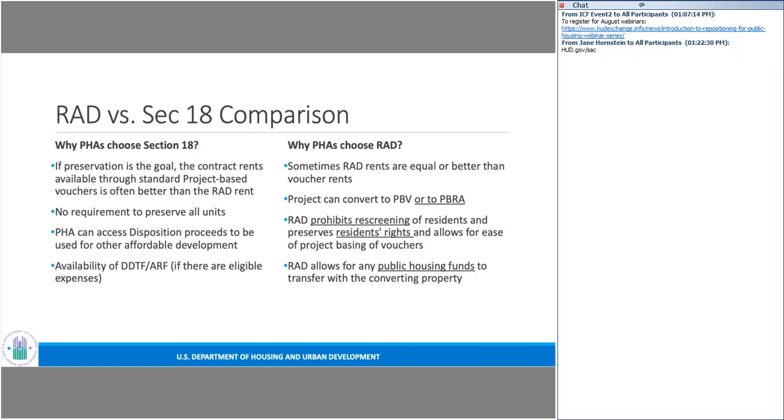Another reason to consider RAD is RAD prohibits the rescreening of residents and preserves residents' rights. Allows for very easy project basing of vouchers.